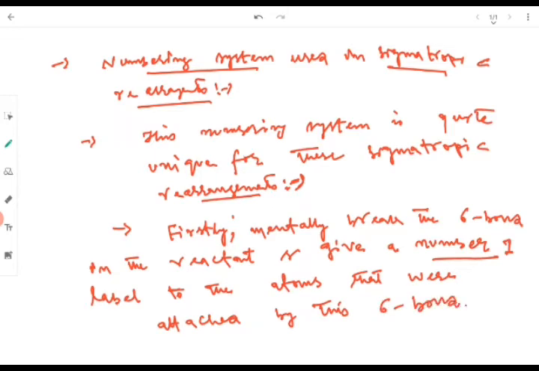This is the first point. What is the first point? Mentally you have to break the sigma bond in the reactant, and you have to give number 1 to both the atoms which were attached by this sigma bond. So this is the first step.